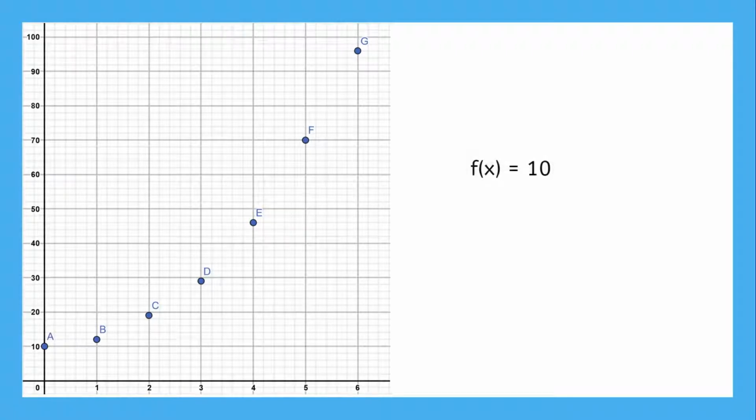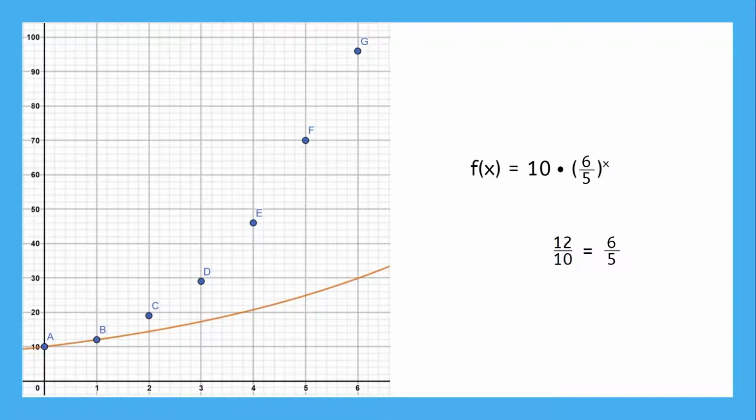The initial value is 10. And if we divide the next point by that, we get a growth factor of 6 over 5. The function will be 10 times 6 fifths to the x power, which looks like this? Well, that's not right. It doesn't go through all the points. But if we change that initial value, it won't go through point A anymore. And if we alter the growth factor, it'll grow at a different speed and it won't pass through point B.